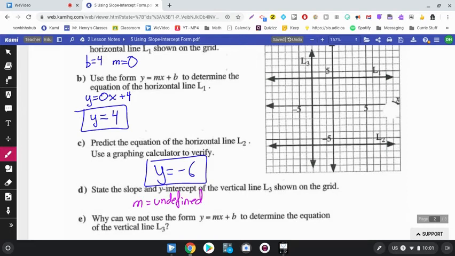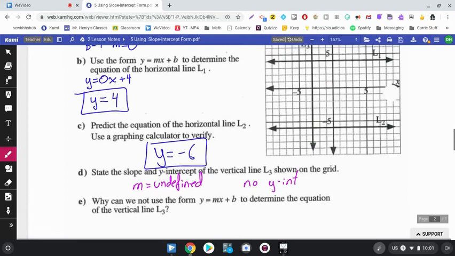And then the y-intercept, well, there is no y-intercept. It never crosses the y-axis, right? So that's not saying the y-intercept is 0. The y-intercept being 0 would be the origin. There is no y-intercept at all. It doesn't exist. It's not there, right?